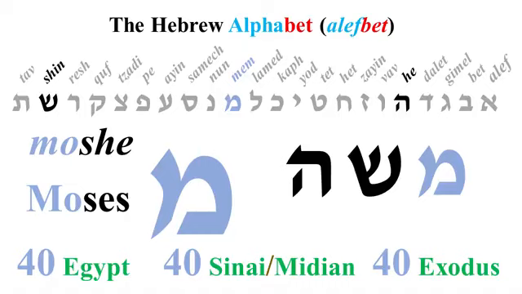So Moses, remember, 40, 40, and 40. He spent the first 40 years in Egypt, the next 40 years in the Sinai, in Midian, where he gets married and then goes up and sees the burning bush, and then he spends the last 40 years leading the people to the promised land.